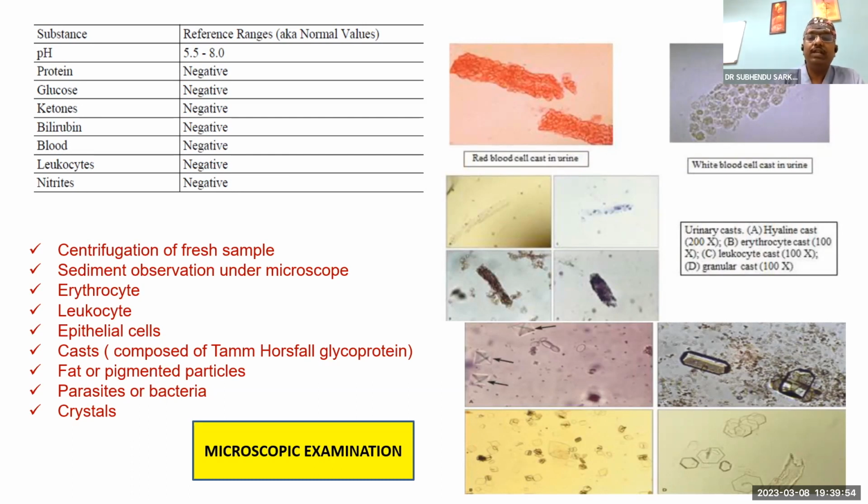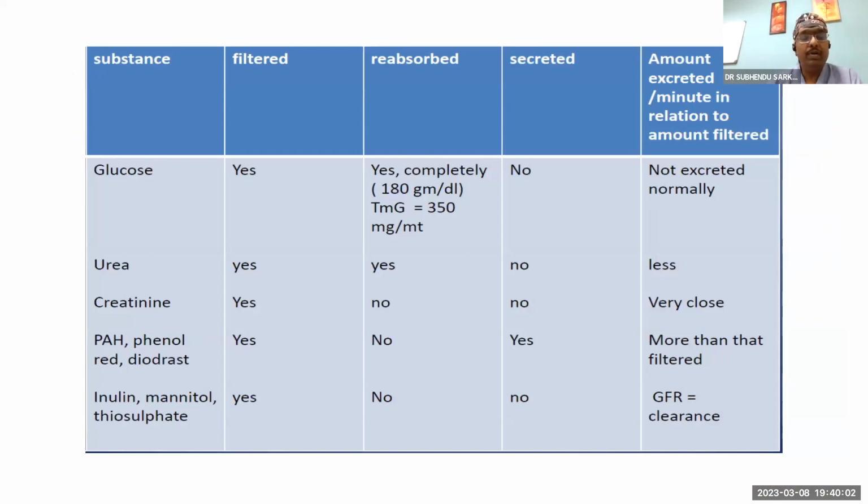Whether the urine report is normal or abnormal depends upon the availability of these microscopic elements in the urine. Just to remember, the substances like glucose, urea, creatinine, PAH, that is para-aminohippuric acid, inulin, and mannitol, are all used to assess different components of renal parameters. If we go to the extreme right-hand column, glucose is normally not excreted, urea less, creatinine very close, PAH more than that filtered, and inulin is equal to the GFR clearance. We'll come to the significance of that.